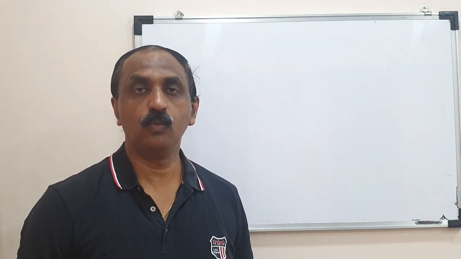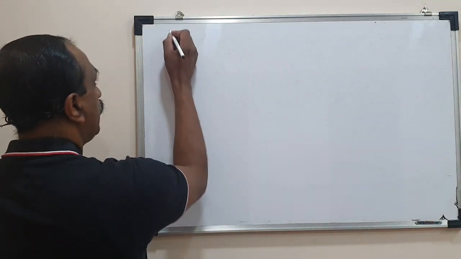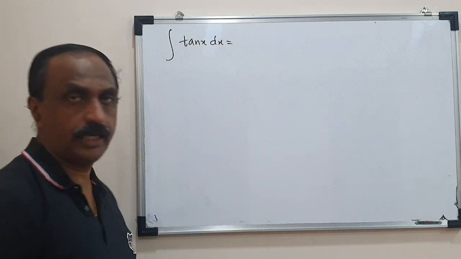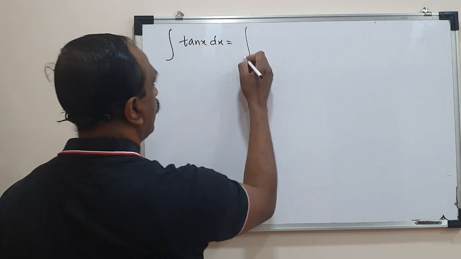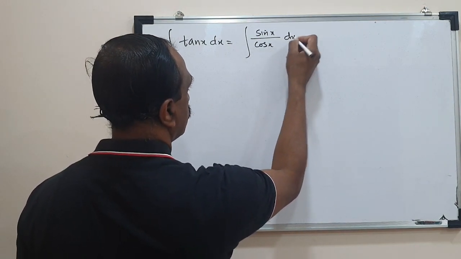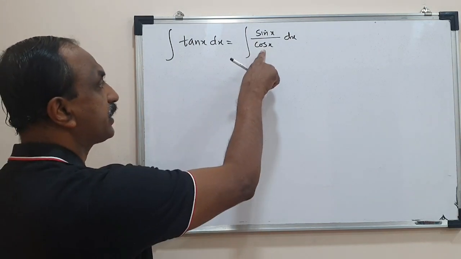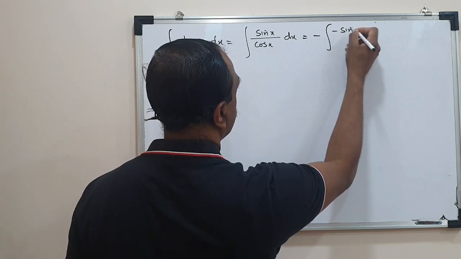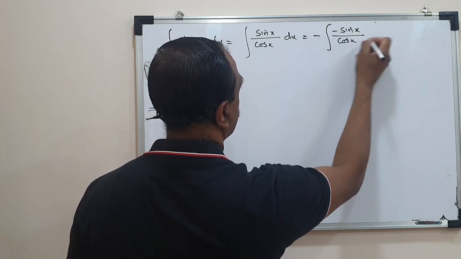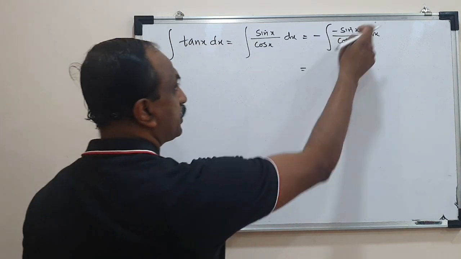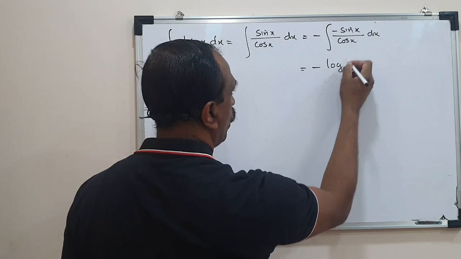Let me come to what I really wanted to teach, that is the integral of tan x. So integral of tan x dx. How can we write tan x as a fraction? We can write it as sin x upon cos x. Now the derivative of cos x is minus sin x. So we are short of a minus sign. Now it is matching. Denominator's derivative is numerator. So minus log of cos x plus c.